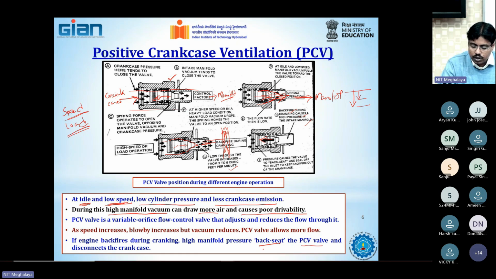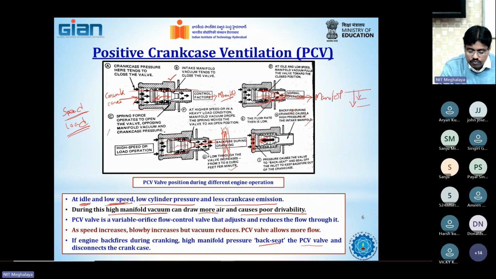Why back-lock the PCV valve? Because at cranking condition, there is always a chance of backfire. If a backfire occurs, that means fire is coming into the intake manifold. Then if the valve is wide open, this fire can propagate through this passage to the crankcase, and the crankcase can erupt and burst out. So to safeguard the crankcase, this valve is drawn back to this particular passage line and closes it.